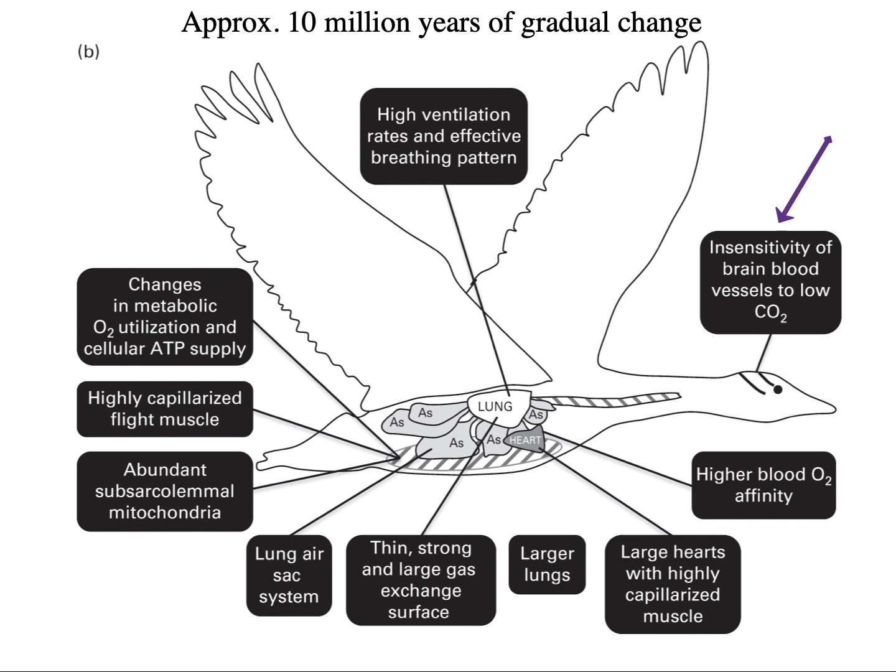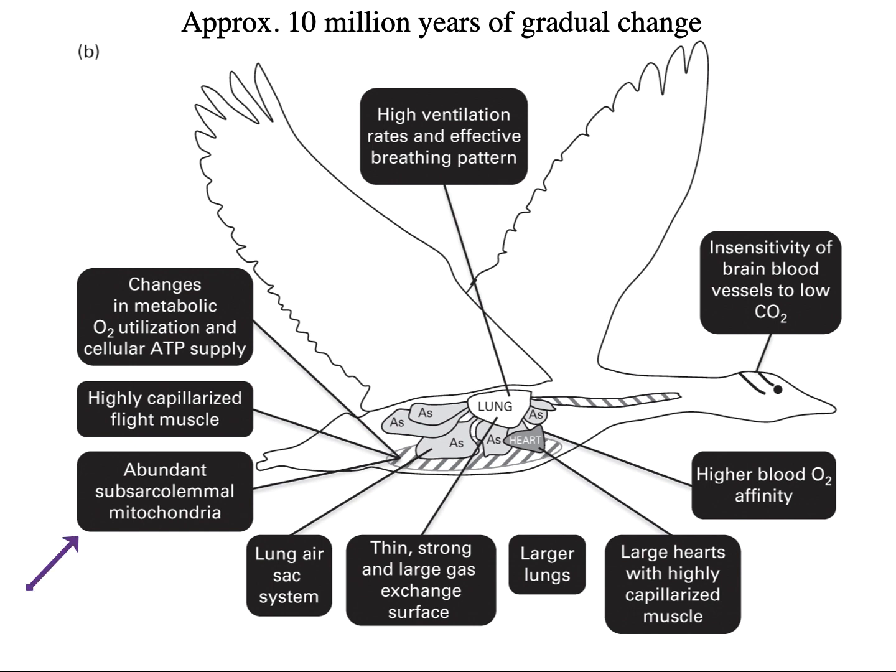One is insensitivity of brain blood vessels to low CO2, also a higher affinity in the blood for O2, which I've already mentioned because of the different hemoglobin. Large hearts with highly capillarized muscle, so a lot more capillaries feeding oxygen to the heart. They had larger lungs, thin, strong membranes for better gas exchange within the lungs. And then they had additional air sacs in their lungs to store breathed in gases, including oxygen.